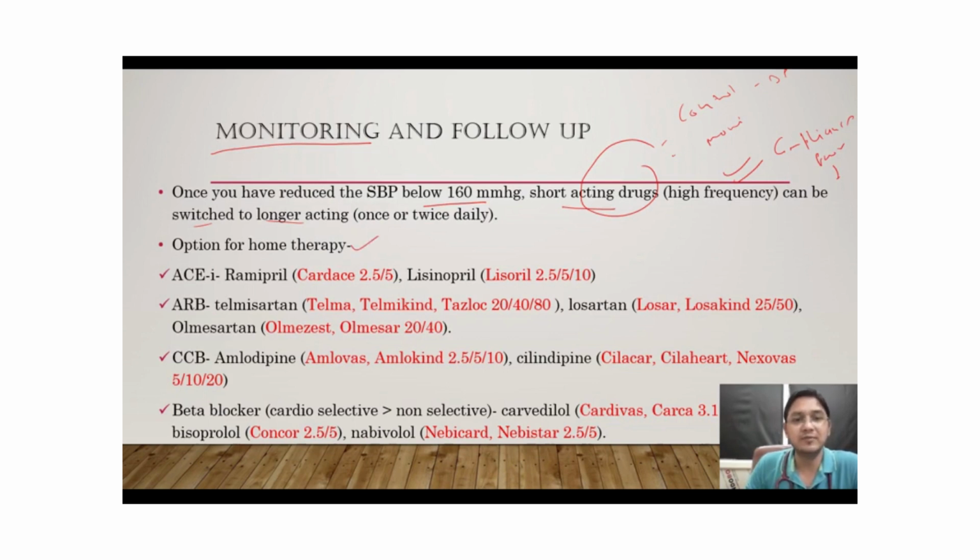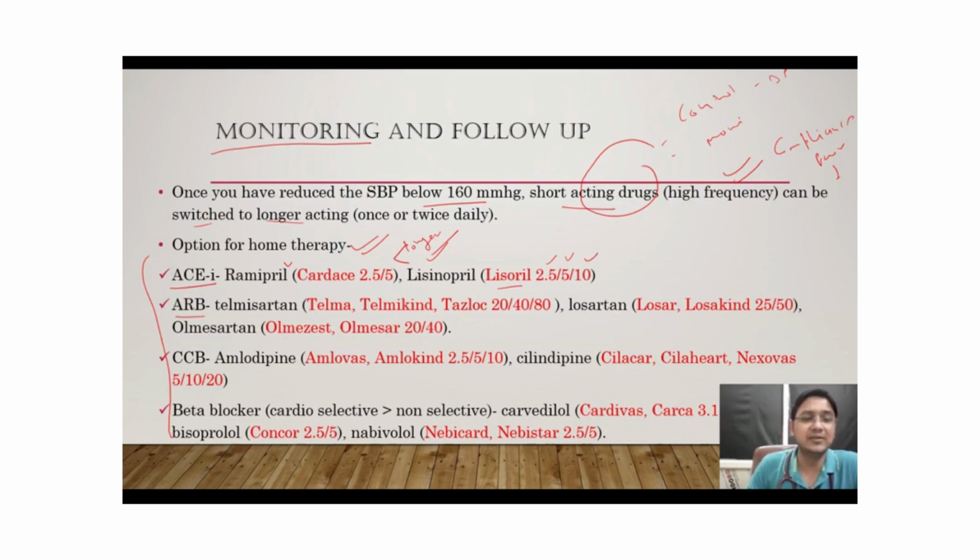So what are the options for home therapy? These are the very common antihypertensive drugs. They are available in the market. Many of you will be familiar with that. We will start with ACE inhibitors. We have two very good drugs in the market, that is Ramipril and Lisinopril. Lisinopril is longer acting than Ramipril, so it's better to start with Lisinopril. Strengths 2.5, 5 and 10 are available in the market with the brand name of Lisoril, or you can start Ramipril with the brand name Cardace 2.5 or 5. You can give once or twice a day and you can monitor the BP very easily.